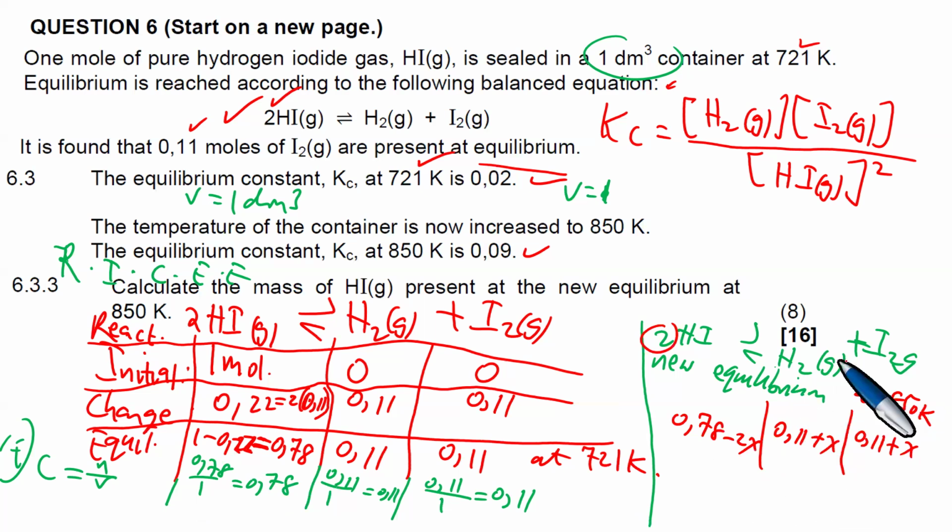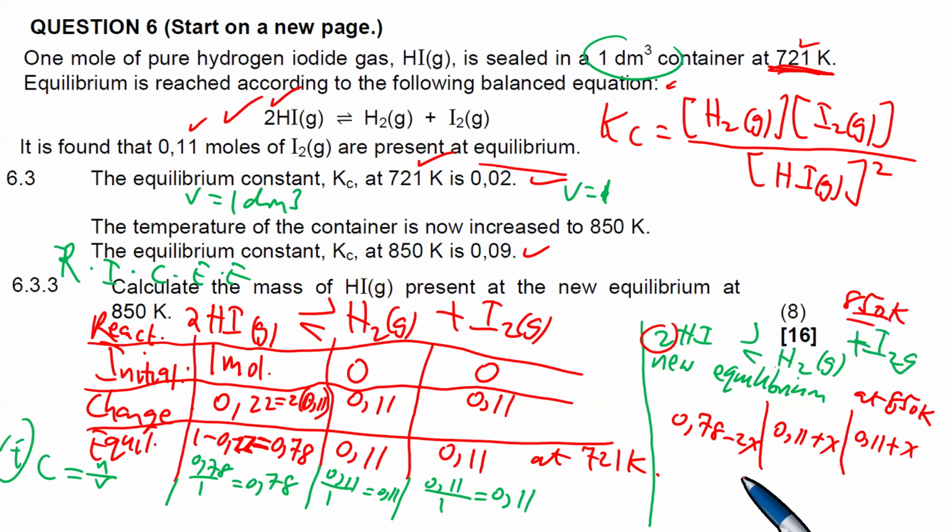And then now the concentrations of the products. The first table is for the 721, the original table at 721 Kelvin. And then now there's going to be another table when you have 850 Kelvin temperature.